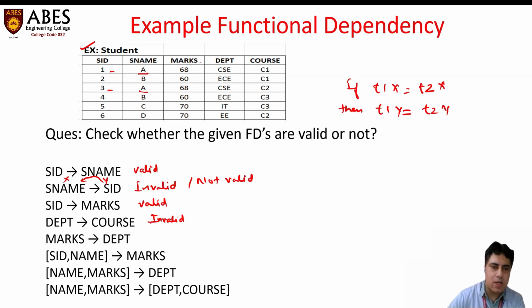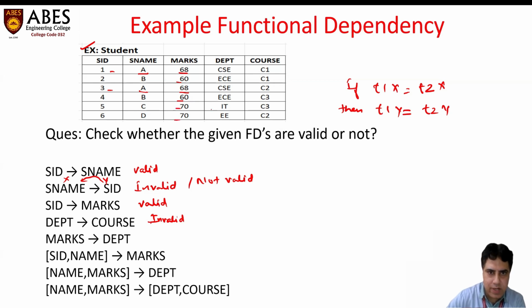So this functional dependency is invalid. Now check for marks determines department. There is 68 marks and the same here is 68 marks. Both the departments are same. So this is valid. Now check for the next entry. There is 60 and there is one more entry for this 60 marks. Department is EC and department is EC. So this is also valid.